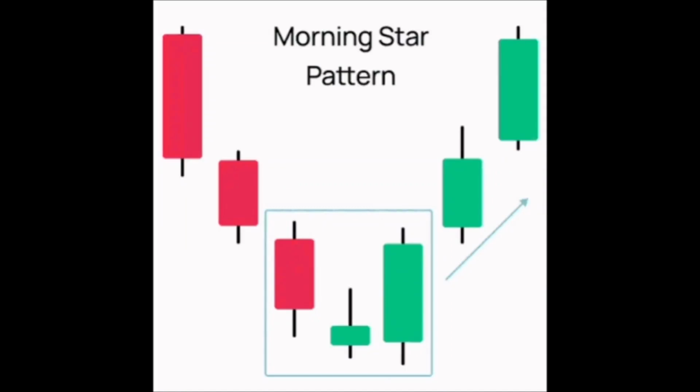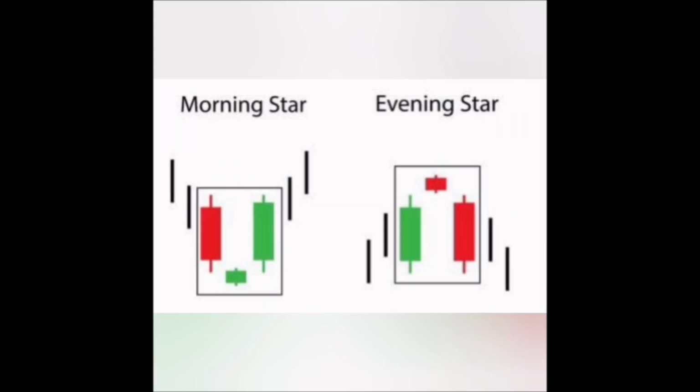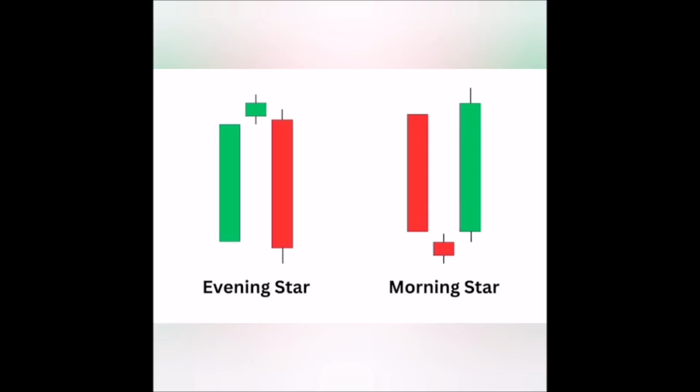Doji candles represent indecision, but different shapes carry different meanings. When we have the gravestone doji, its long upper wick shows strong rejection of higher prices, a bearish reversal signal. Then we have the dragonfly doji. This is a long lower wick indicating rejection of lower prices, a bullish reversal signal.